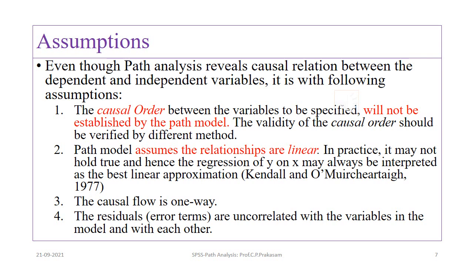The path model assumes the relationships are linear because we are using the linear regression equation. In practice, it may not hold true, and hence the regression of y on x may always be interpreted as the best linear approximation. The causal flow is one way only. If it is a reverse way, then there will be a different model. The residual error terms are uncorrelated with the variables in the model and with each other.